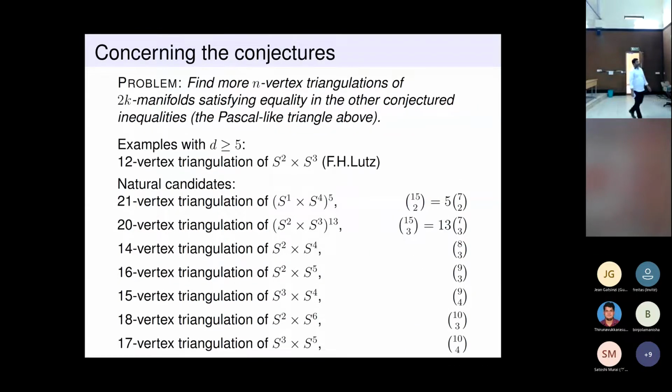Yeah, so here are some more problems. Again, find more n-vertex triangulations of 2k-manifolds satisfying the equality in the other conjectured inequality, that is, the Pascal-like triangles above. One known example, due to Lutz, for d greater than or equal to 5, is a 12-vertex triangulation of S2 × S3. And these are the natural candidates; it is not proved, so one can try to prove this. These are a 21-vertex triangulation of 5 copies of S1 × S4, a 20-vertex triangulation of 13 copies of S2 × S3, and so on.